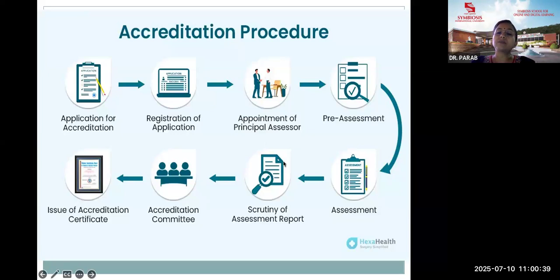At the final assessment, there is a scrutiny of the assessment report which is done. The final assessment, of course, is an on-site assessment. So assessors will come physically. They take a round of the hospitals. They interview the staff. They can interview the patients. They interview the doctors, the consultants, right? And they look at all the implementation of all the standards. And then finally, they create their report online.